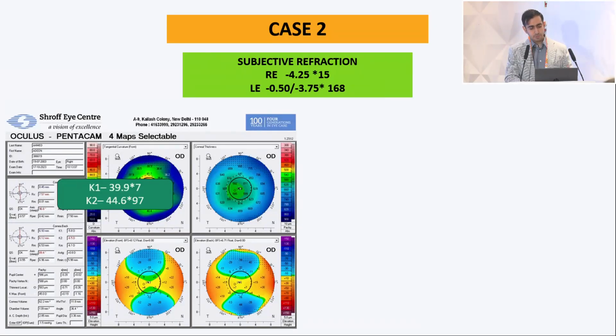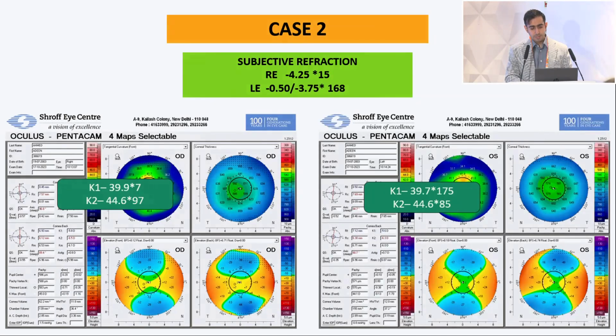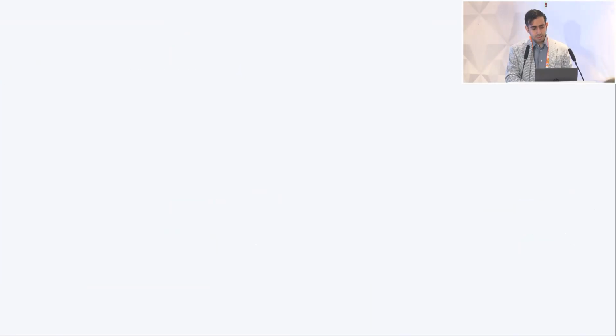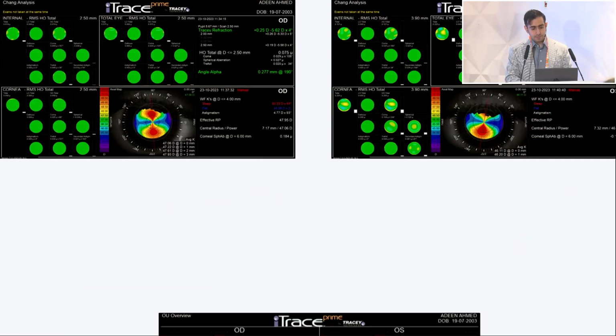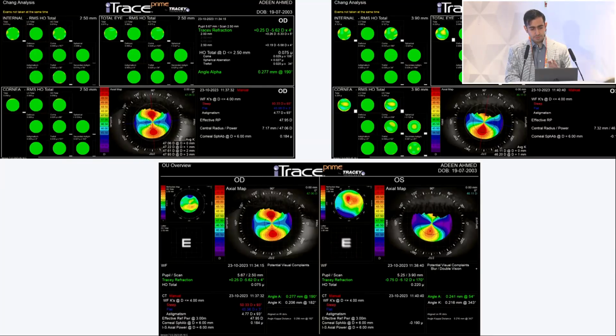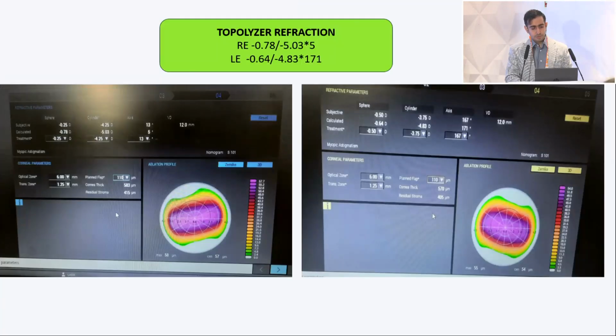The K1, K2 on the Pentacam show a difference of about 4.7 diopters. In the left eye, again, it's showing about 3.9. And the rest of the scan looks fairly normal. This is on the EyeTrace system, looking at the refraction, that the Tracey refraction is showing a little bit of a higher cylinder in both the eyes. The Topolyzer refraction is this, it's showing a minus 0.78 with a minus 5 in the right eye and a minus 0.64 with a minus 4.83 in the left eye.